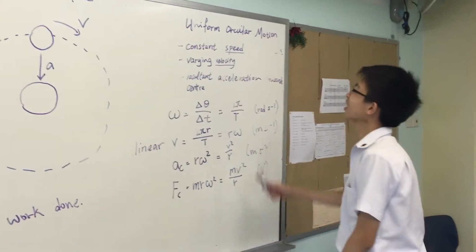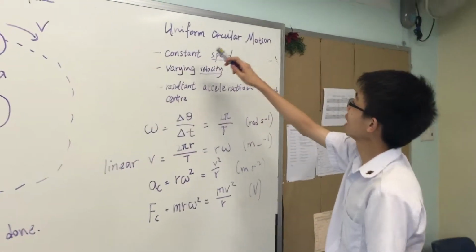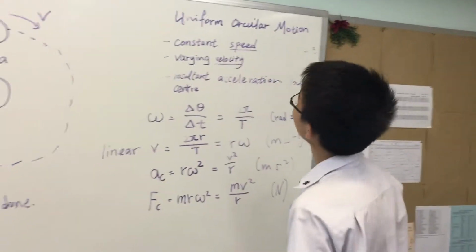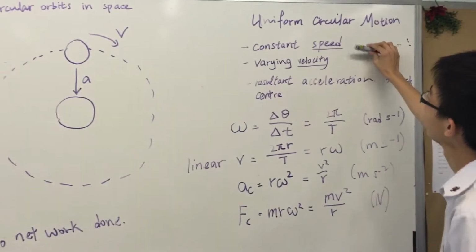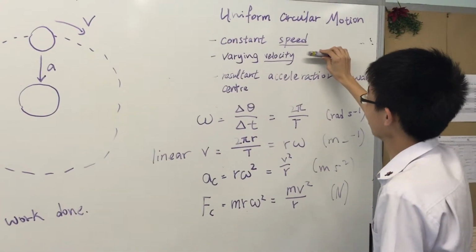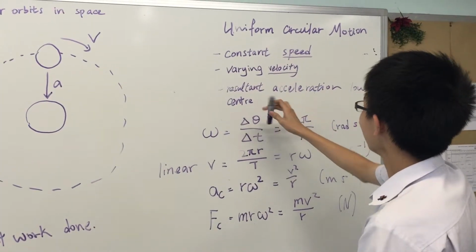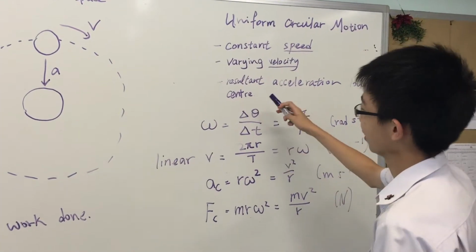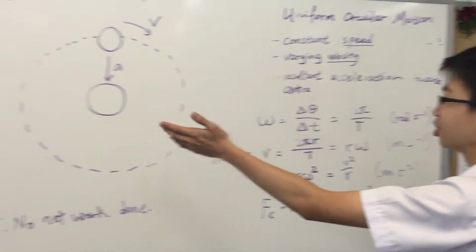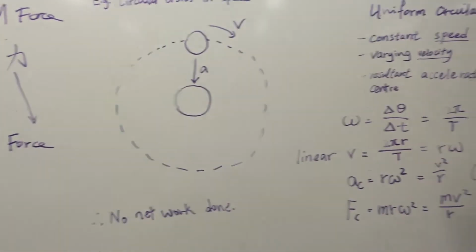Here we have a short summary of the aspects of uniform circular motion. First, it has a constant speed, yet it has a varying velocity. It also has a resultant acceleration that's always pointed towards the center, and as you can see from the centripetal force, that's always pointed towards the center.